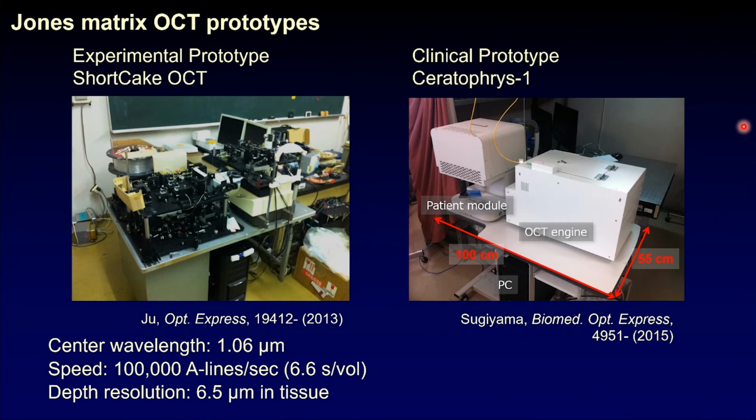We call it the first prototype of the shortcake OCT system. The center wavelength probing is 1.06 microns, and the measurement speed is the same as the current one, 100,000 A-lines per second. It results in a volumetric measurement time of 6.6 seconds per volume, and the depth resolution is 6.5 microns in tissue. These specs are the same as the current one after 10 years.